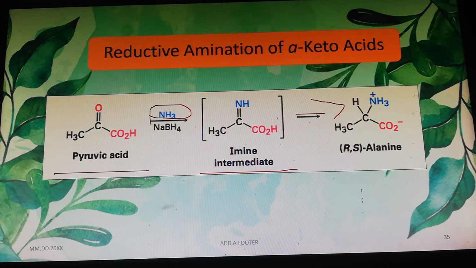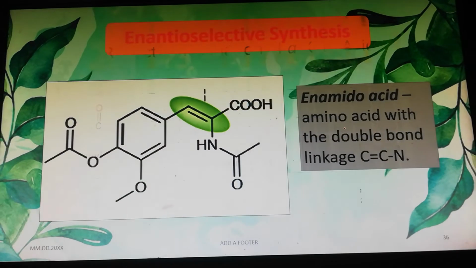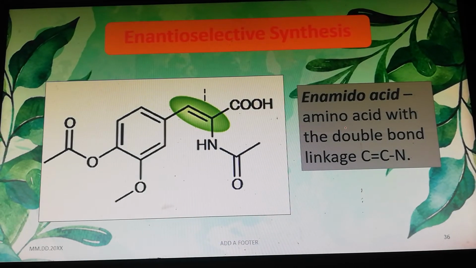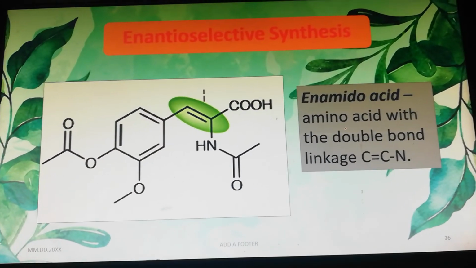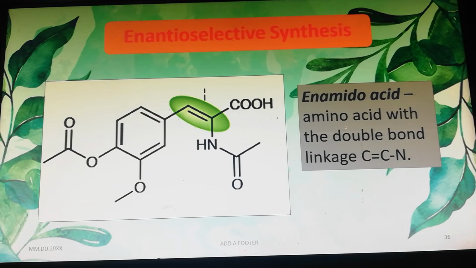I won't give a worksheet on that because it's quite difficult. Okay, sorry. So let's have the enantioselective synthesis.